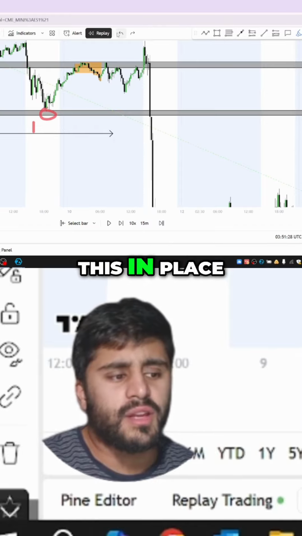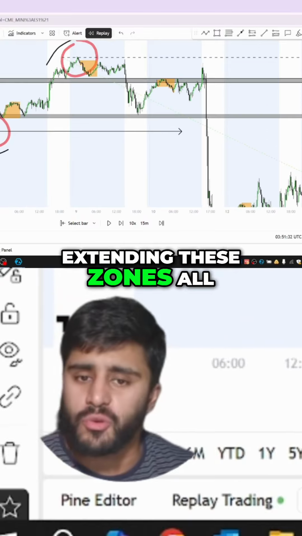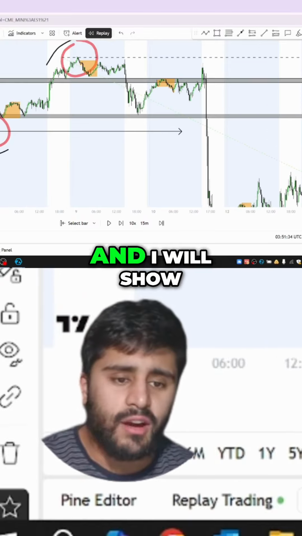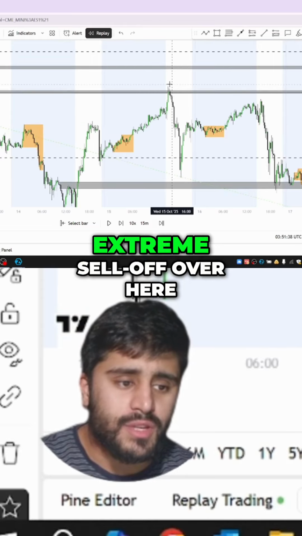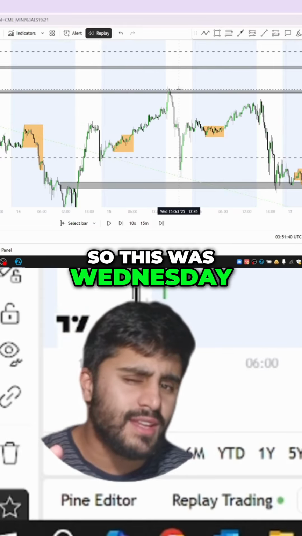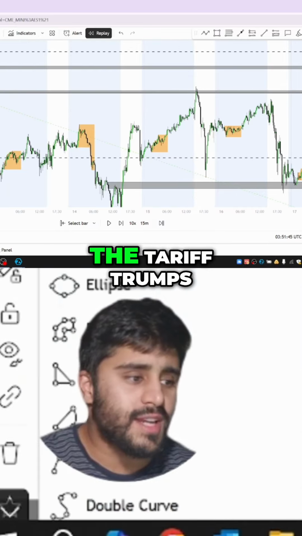Now, once we have this in place, what you need to understand is that we simply want to be extending these zones all the way to the right. And I will show you the power of this. So we had another extreme sell-off over here. This was Wednesday, the 15th of October, the week after we had the tariff tweets, right?